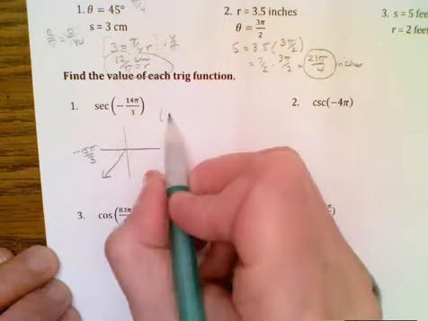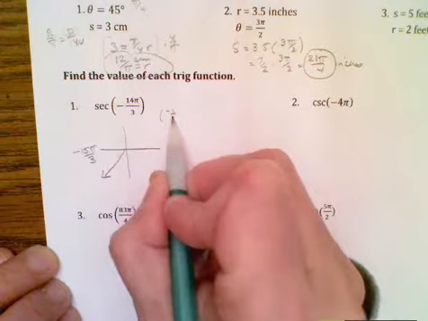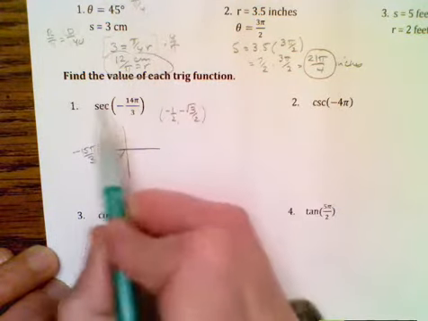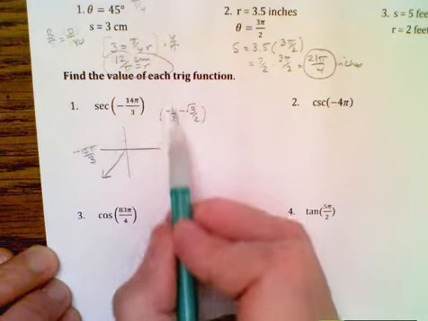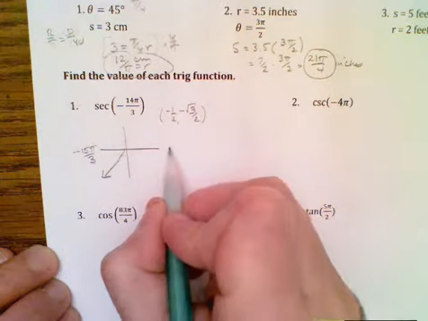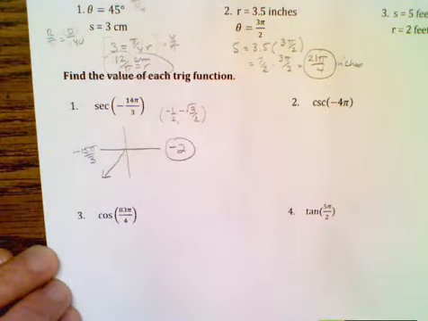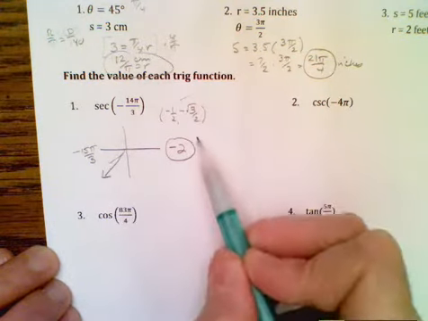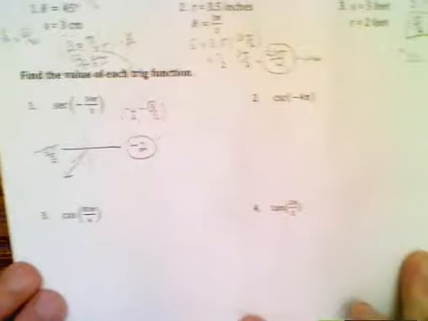So my ordered pair would be negative 1/2, negative radical 3 over 2. Secant is the reciprocal of the cosine, so it's the reciprocal of the x value, so it's negative 2. So I would look for those things. Here, what quadrant is it in, the ordered pair, and do you have the right answer?